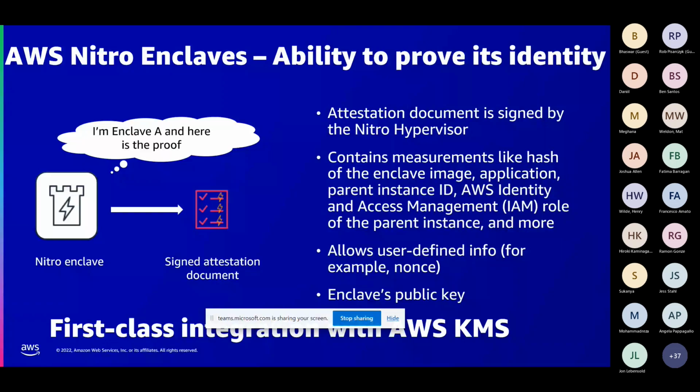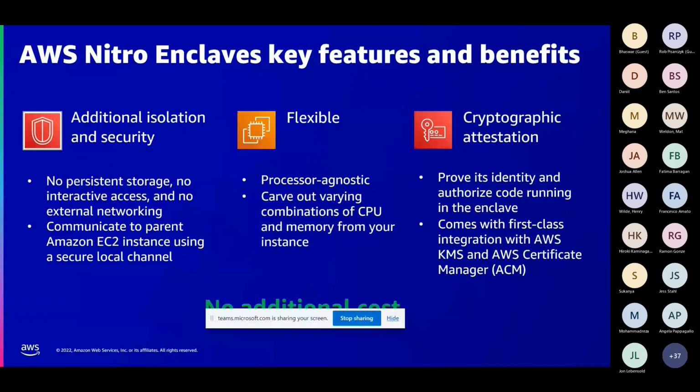Lastly, I just want to touch on the key features and benefits. Enclave, as I said, provides additional isolation on top of what EC2 instances already provide for you. There's no persistent storage, no interactive access, no external networking, which really allows for total isolation of the enclave from any unauthorized access, and it only communicates to the parent instance using the secure local channel.